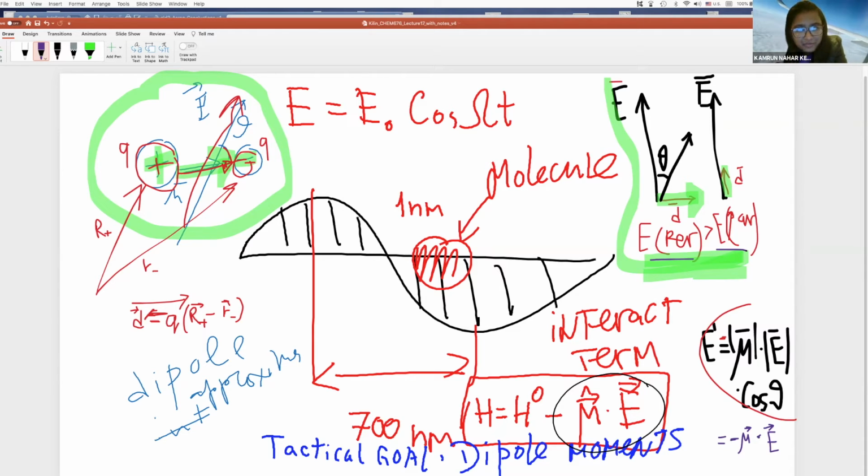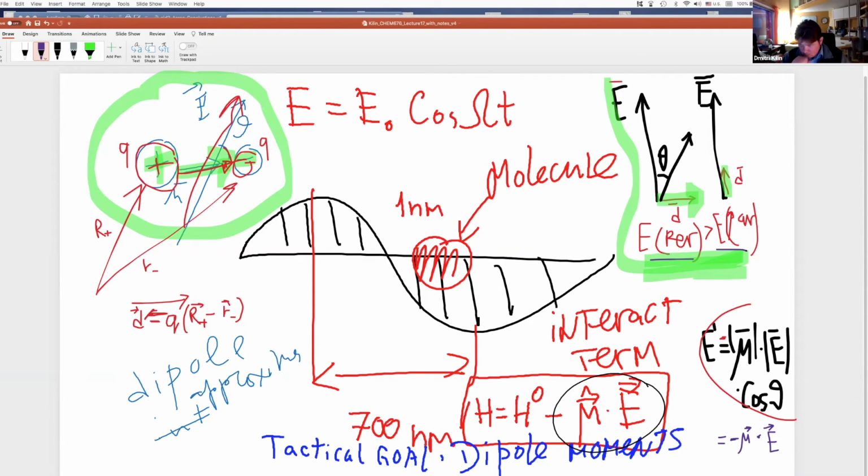If I'm wrong, then please, Professor, correct me. If the angle is 90 degrees, the dot product of the electric field will give you the maximum value. Okay, I will correct later, but you're moving in the right direction. Keep going. Energy totally depends on the angle between the electric field and the dipole. Correct. Good enough. Thank you.